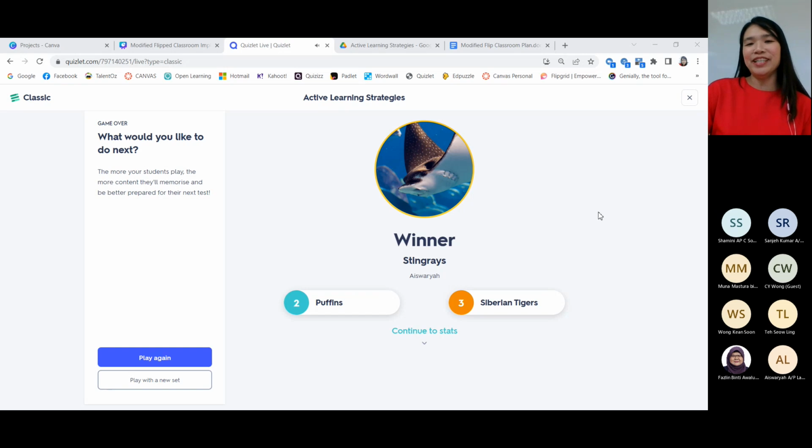Wow, we have the winner. See, if one of you managed to answer all questions correctly, then the whole game will end. Then you can see who's the winner. For the rest, I think we cannot see the students' names. Only for the winner, you will see who it is, and all the members' names will appear here. Then on the left-hand side, you can play again, and there will be an option for you to switch the teams. Right? So I hope you are going to try this Quizlet in future.